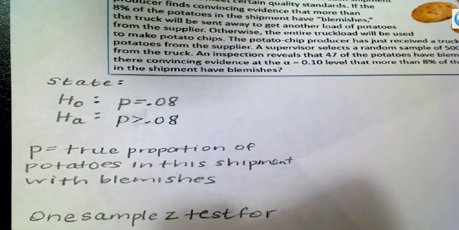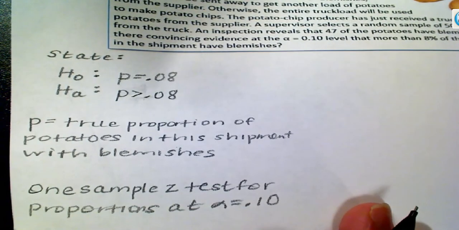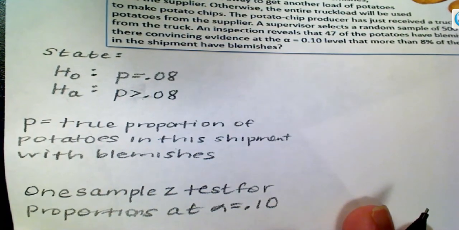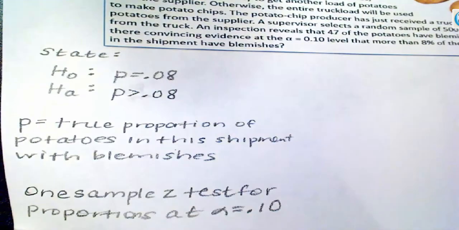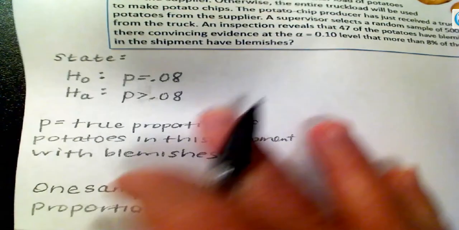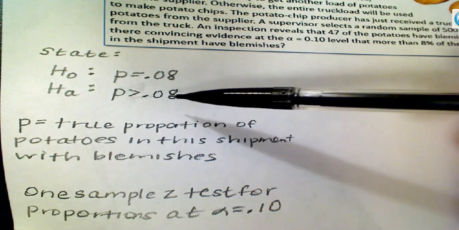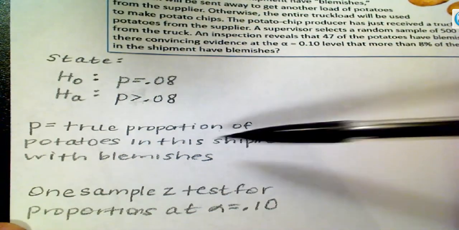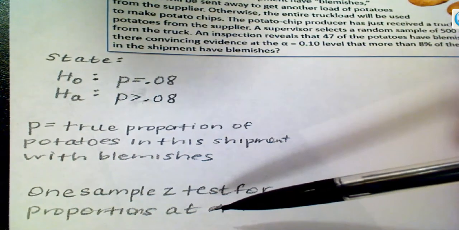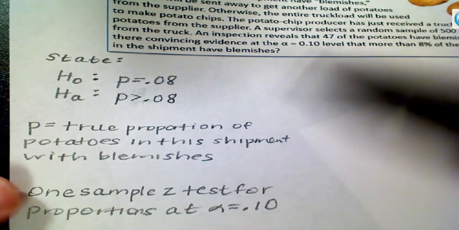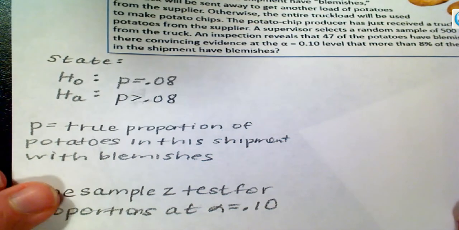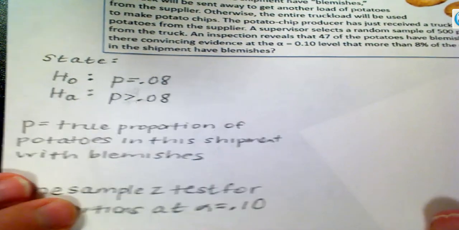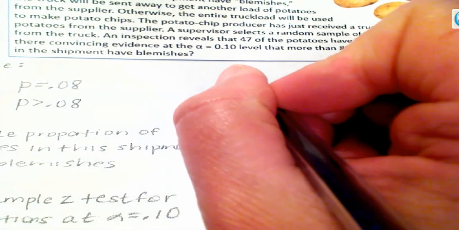And I usually go on and say at alpha equals 0.10. One sample z-test for proportions at alpha equals 0.10. So that's the first thing you need to do: you need to make these three statements. You need to say what the hypothesis statement is, you need to say what p is, what the parameter is, and you need to state what procedure you are doing. Okay? The next part is kind of like your plan and your do.